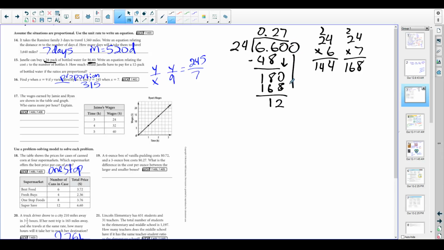If we had another 0 though. So 24, this one's times 5. So it's actually 0.275 cents per bottle.